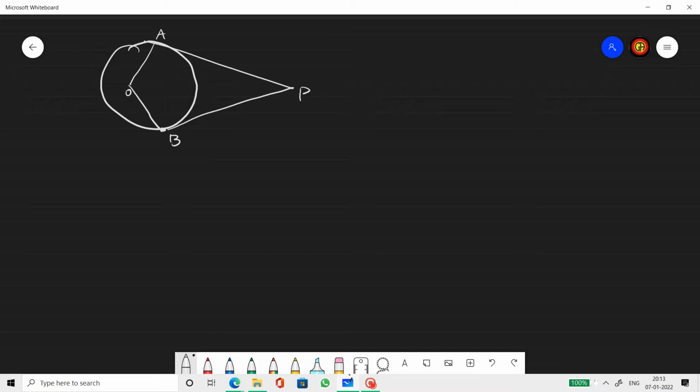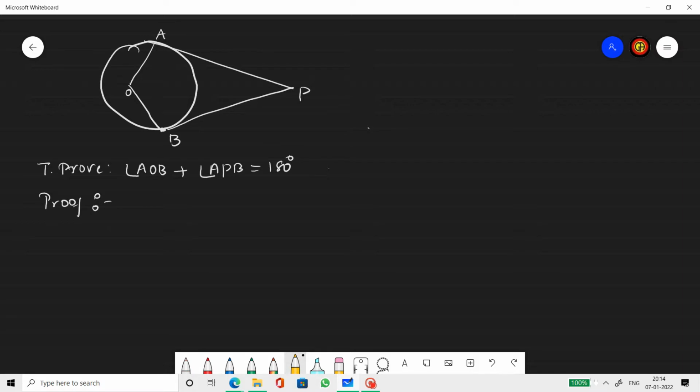Now, what we need to prove? To prove angle AOB plus angle APB equals 180 degrees. Now, this sum is very, very simple to do. The only thing is you have to draw the diagram on your own. No figure is given in the question. So only that much is there. Other things are very simple.